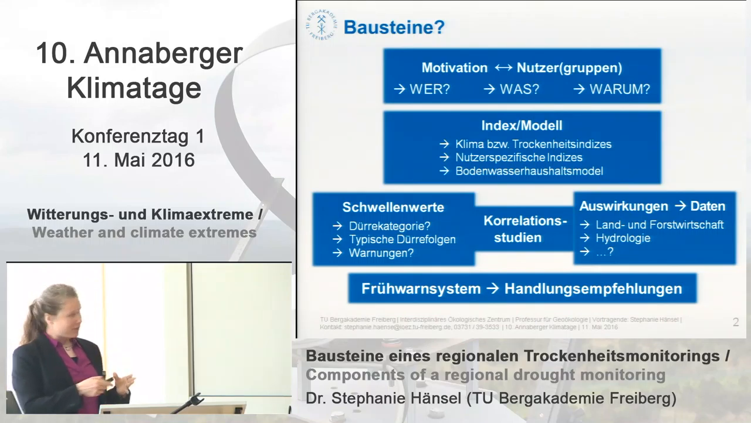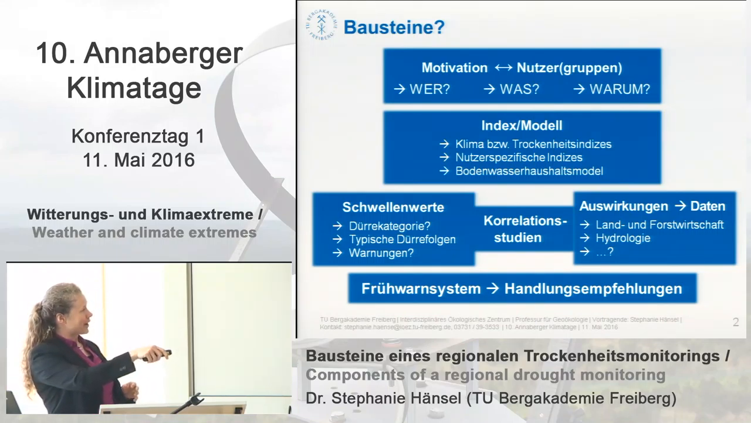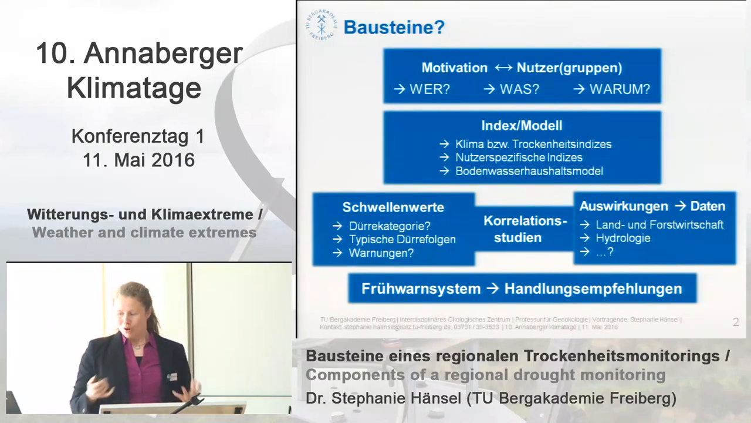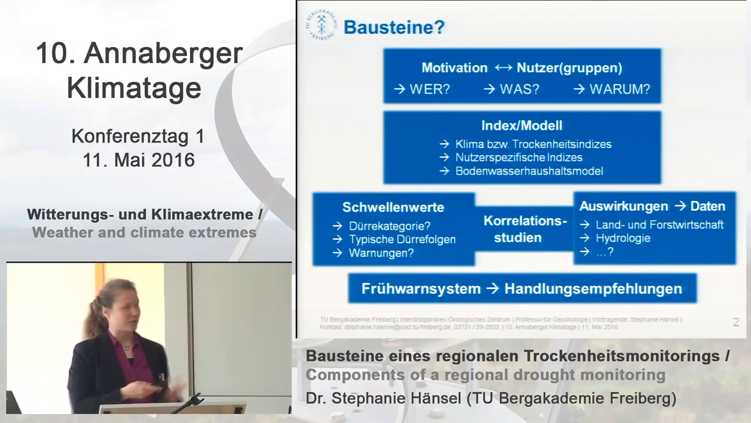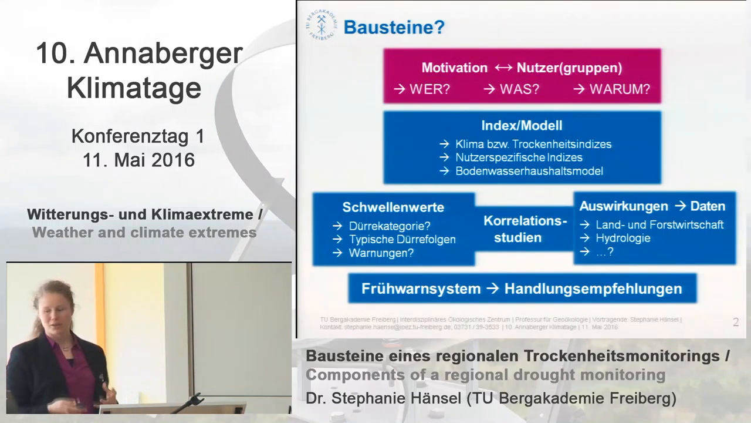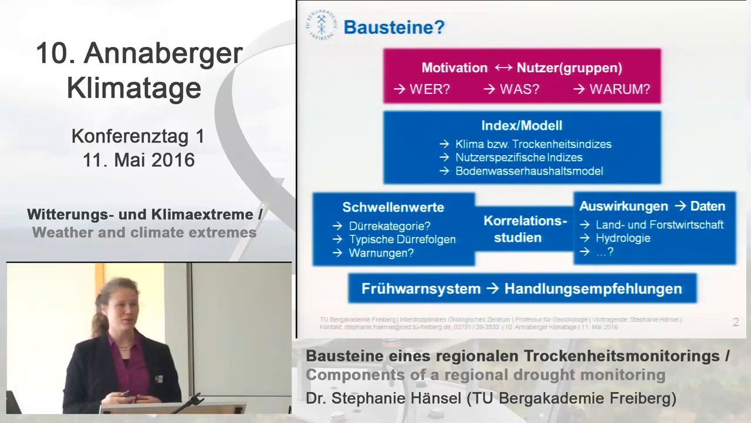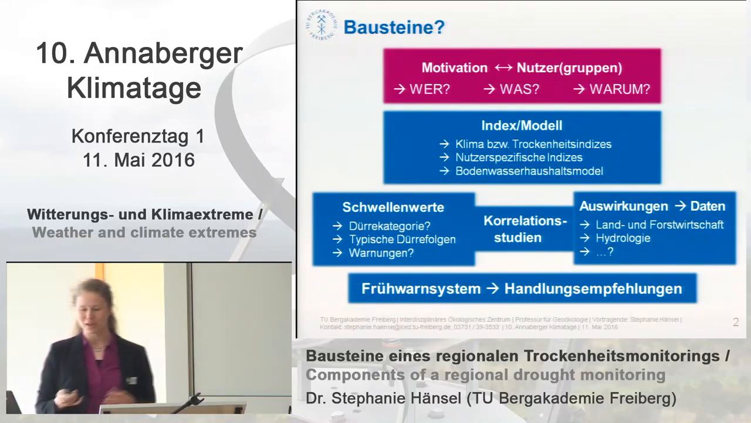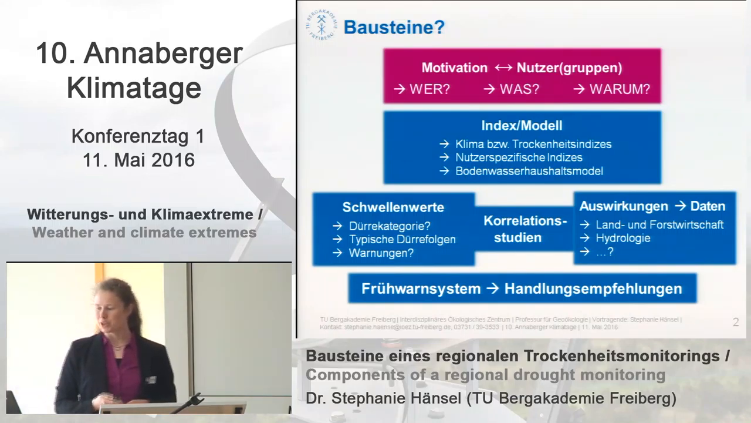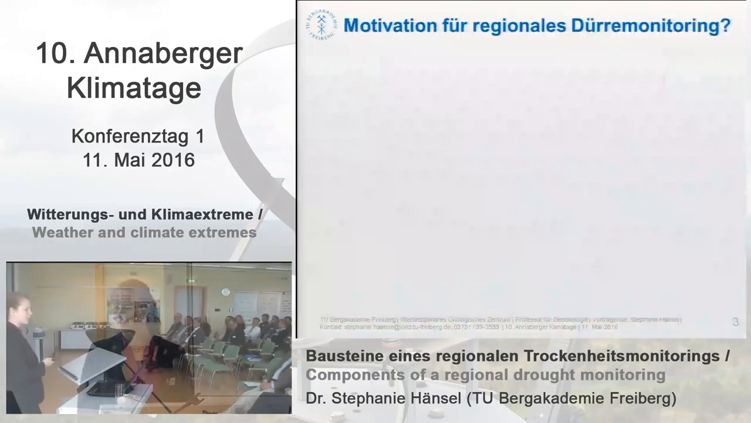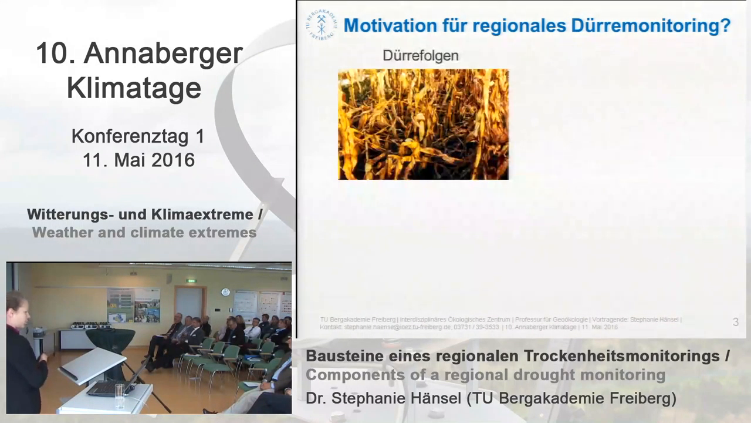So what do we actually need as components? I'm going to go into detail for the first two components. As to an early warning system or recommendations for response, it's too early for the moment, so let's start with the first basic components. First of all, our motivation. Why do we need a regional impact-oriented dryness monitoring system for the state of Saxony, and which are our target groups?